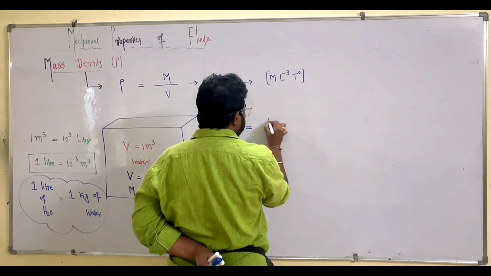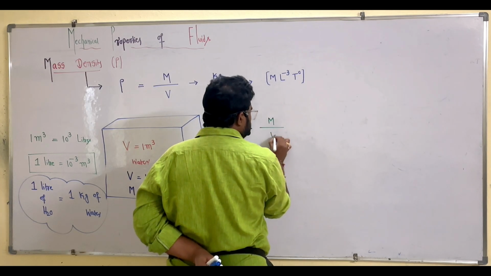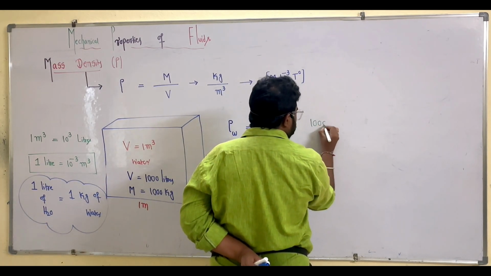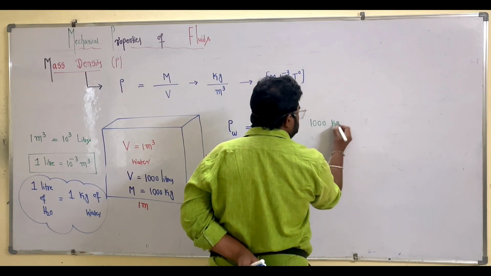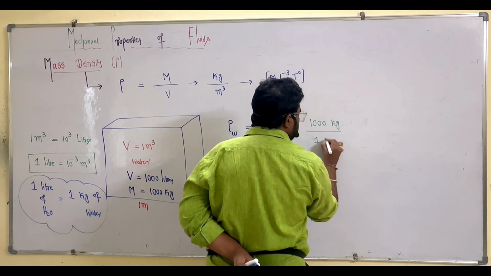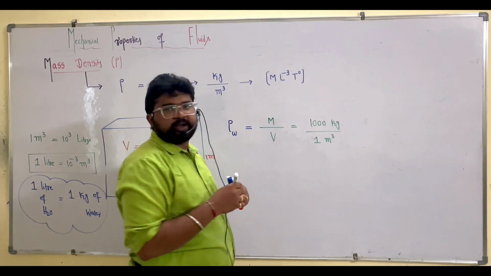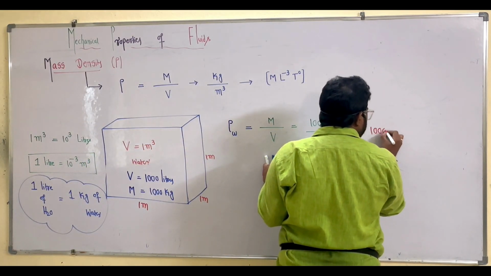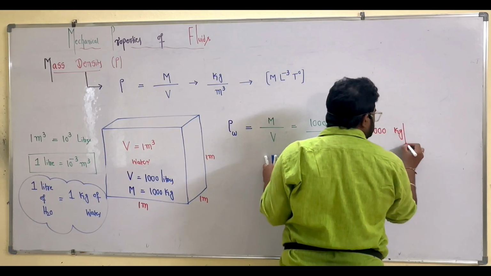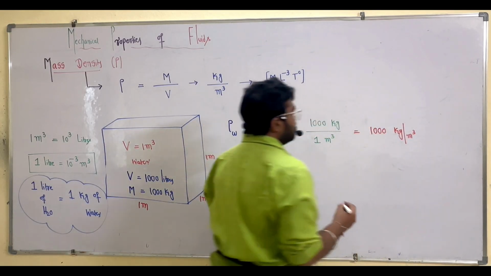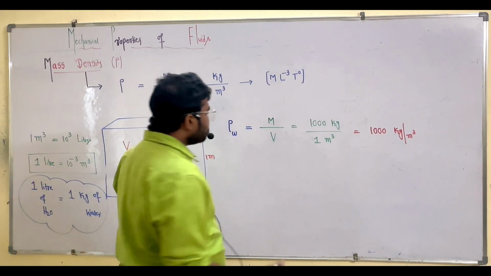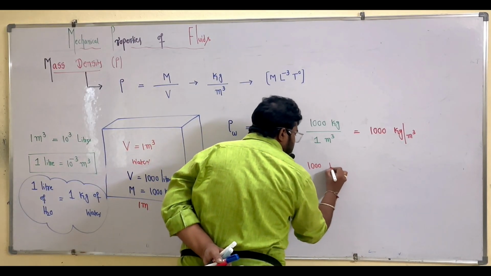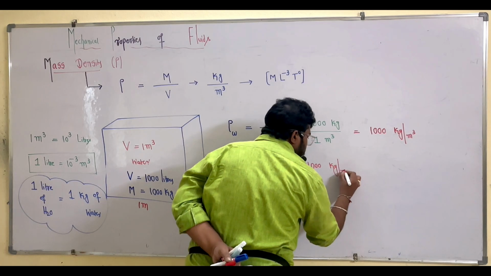Density of water equal to how much? Mass of the water by volume of the water. This is 1000 kg by 1 meter cube. That equals 1000 kg per meter cube. That is the density of the water. Density of the water equal to 1000 kg per meter cube.